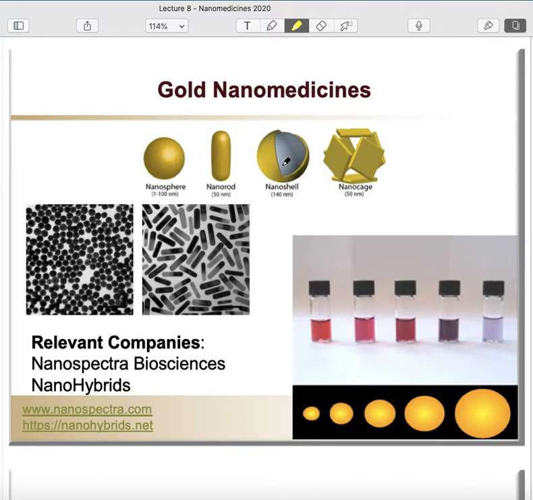Then we have gold nanoshells. These gold nanoshells are typically made by taking a silica core and then growing gold on the surface of them. And then we have nano cages, which, there's different architectures as well.